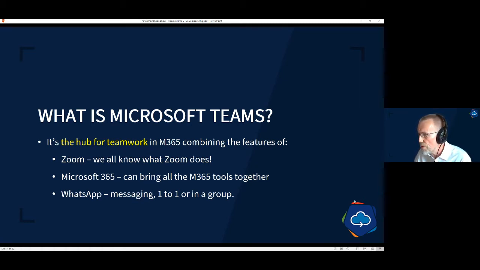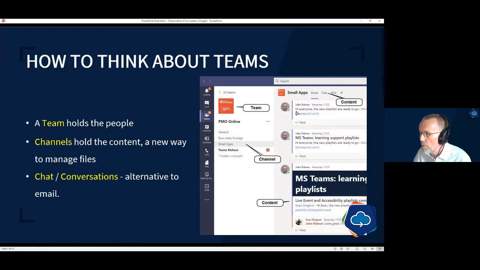Now, just to show you, on this screen here, there's a screenshot, and on the right, it says a team holds the people. Well, the team is this bit here, right? It says team, it's called PMO Online. You can be in many teams. Team holds the people. Some of the people will be owners, they can control the team, and other people will be members, which means that they just use the team, but they don't have control.